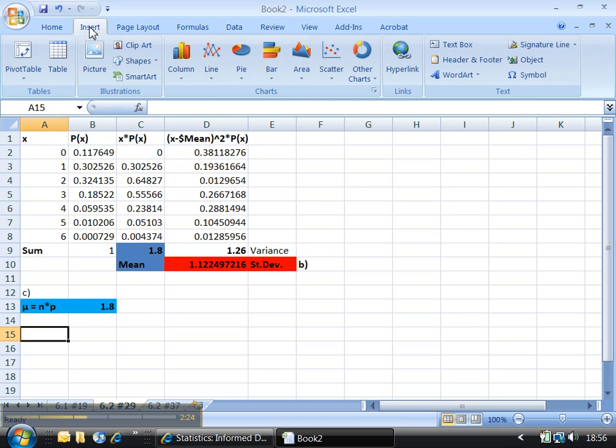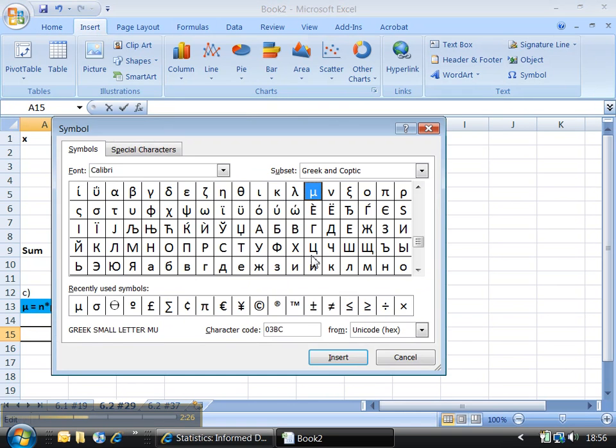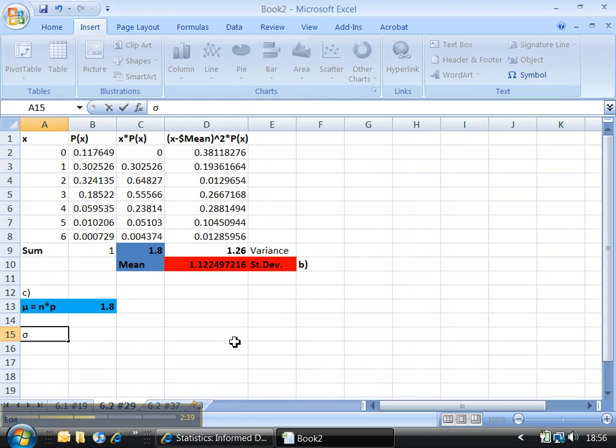All right, now what about sigma, standard deviation? I love Greek symbols. I'm going to go back and insert symbol. There's sigma right there. By the way, the recently used ones stay down here, so once you've found them the first time, they should be pretty easy to find from then on. All right, sigma equals square root. There's no square root symbol. Well, there probably is, but it's not worth it. And then n times p times 1 minus p.